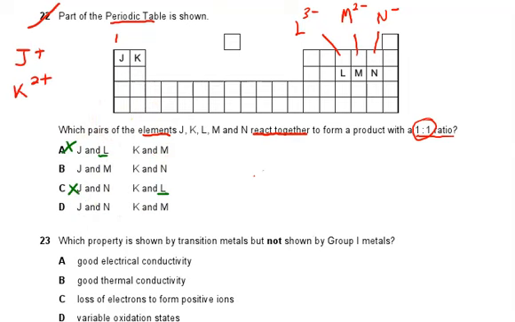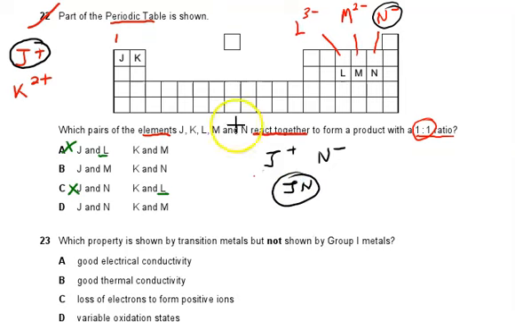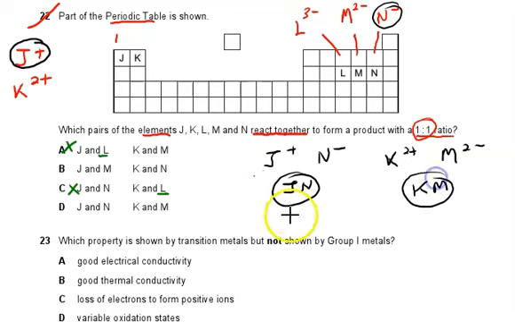Now J can combine with N to form a 1:1 ratio, JN, and K can combine with M to form a 1:1 ratio. So it's JN and KM. So your answer here is D for 22.